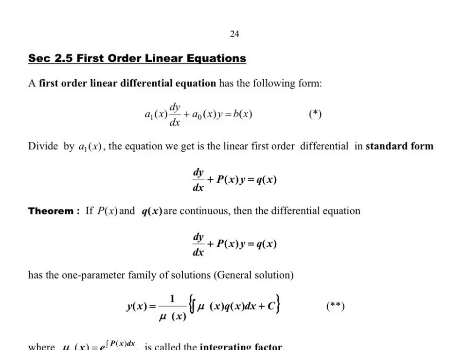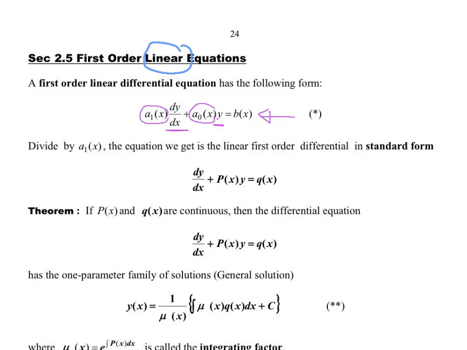Section 2.5 is the last method for solving the first order ordinary differential equation, and it is for linear differential equation. This is a linear first order differential equation. We have defined linearity before. Linear means here y and y prime have to be to the power of 1 only, and they are not multiplied by a function of y.